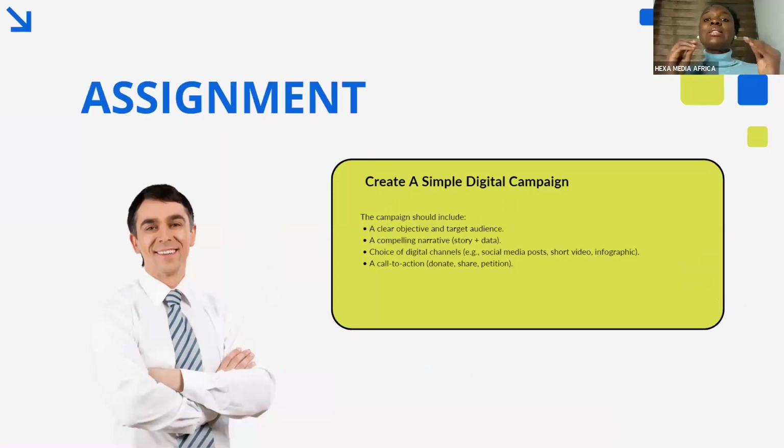So you're going to create a simple digital campaign using the 5-step strategy I just shared with you: a clear objective, your target audience, your compelling narrative, the digital channels you want to use, how you plan to actually promote that campaign, and what's your simple, clear call to action. Very simple. It's just a one-page plan, nothing complicated, as simple as possible.